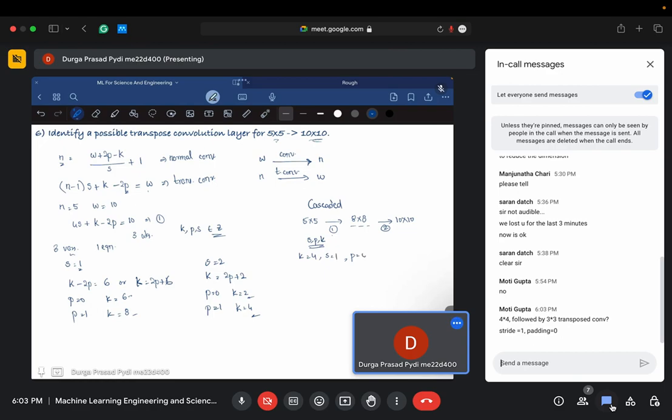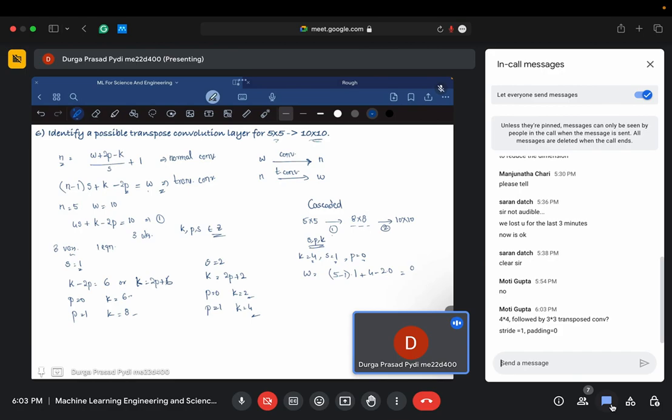Let's check if this is working. If you are using k equal to 4, s equal to 1 and p equal to 0, what should be my output size? You use this equation. W is going to be (n is 5 minus 1) times stride 1, plus 4, minus 2 times 0, which is going to give you 8. So the first step is clear.